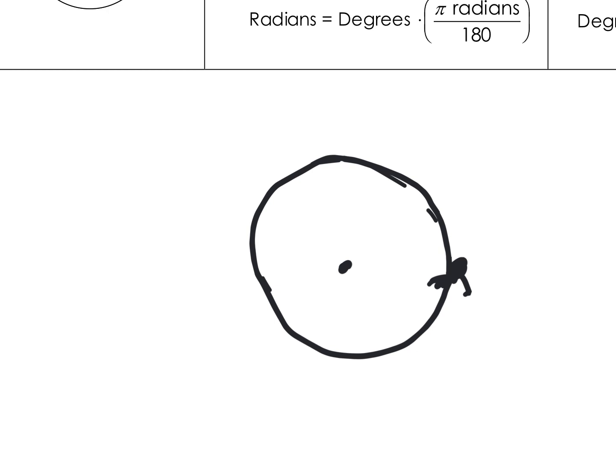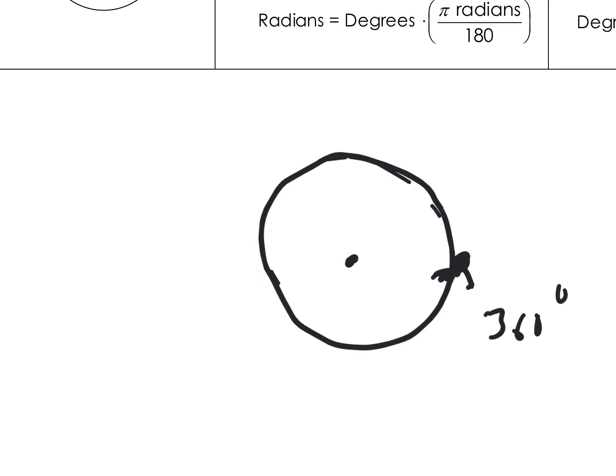180. All the way around? 360. It's 360 degrees. Now, let me ask you a question. Geometry. If I asked you, find the distance around this circle, what word was that in geometry?